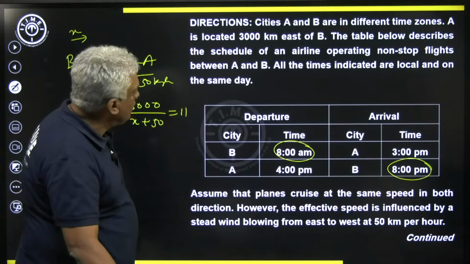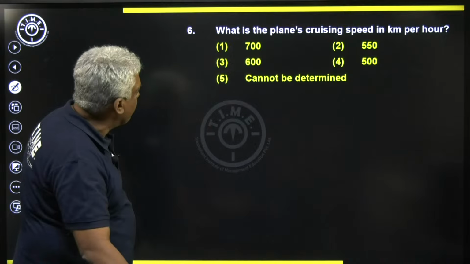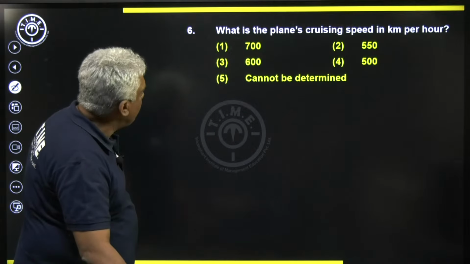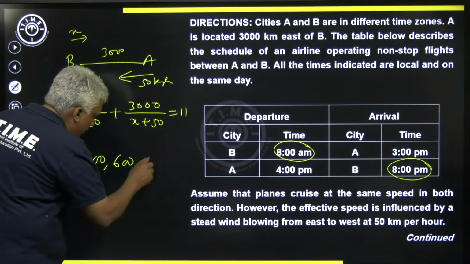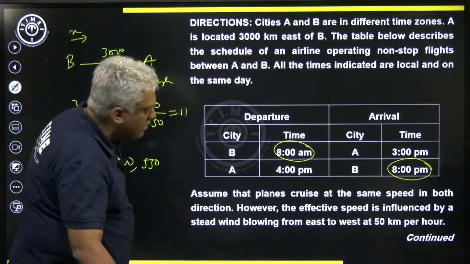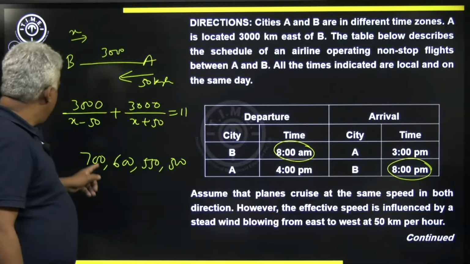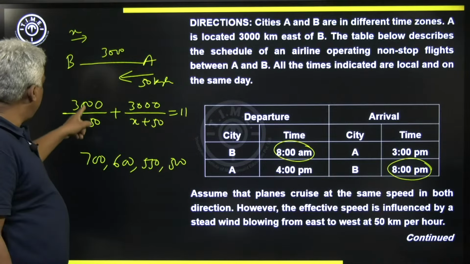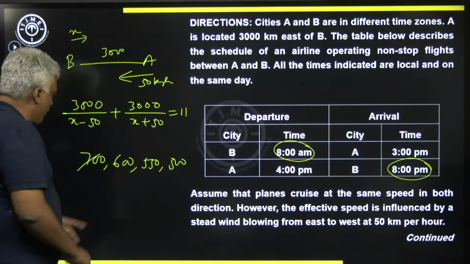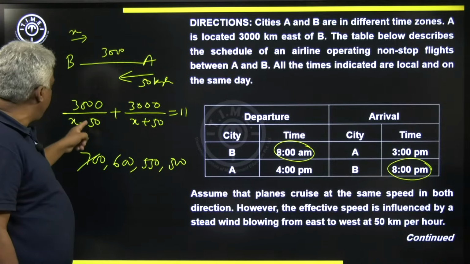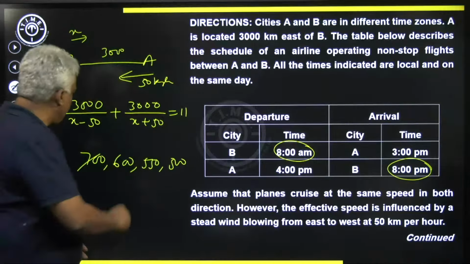Now, if you look at the options of the speed, 700, 600, 550, and 500, right? If you put 700, 700 minus 50 will be 650. 650 will not divide 3000, the chance of getting 11 is less. If you try 600, 600 minus 50 is 550, and 550 has a factor 11. 11 will not divide 3000. So there's less chance of getting this 11.